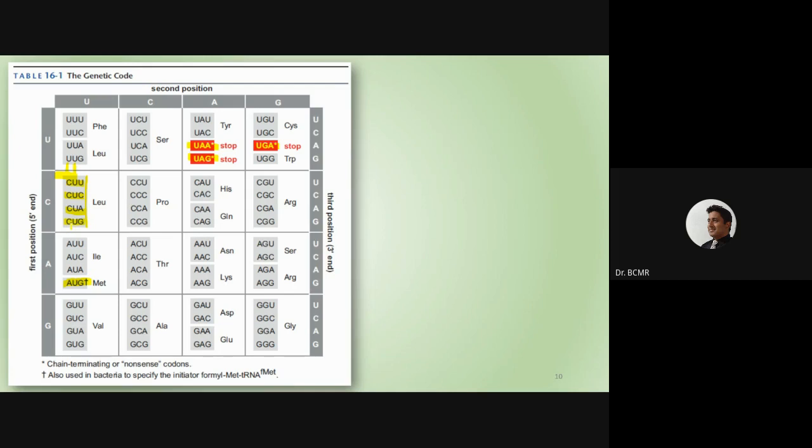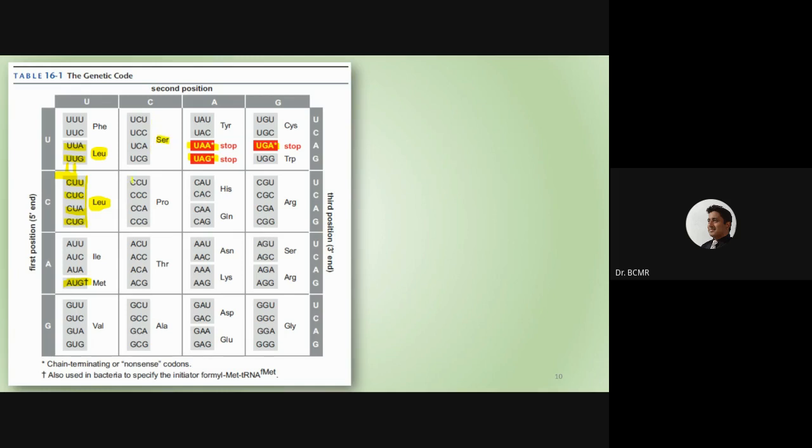But right now, what I want you to realize is that one amino acid can be coded by multiple codons. All these codons code for leucine, and there are also two more additional ones for leucine, UUA and UUG. So you can see that 6 different codons are coding for leucine. Similarly, many other amino acids are coded like this.